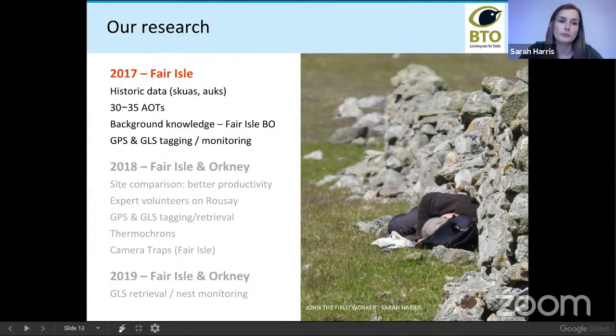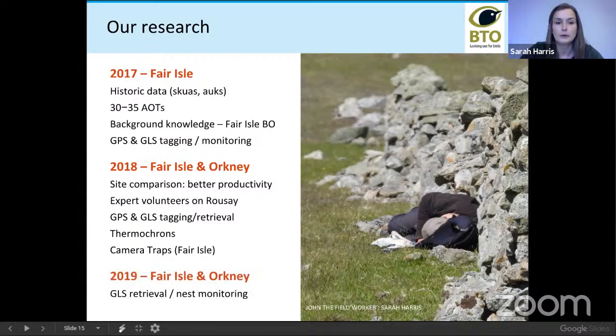We set off with some GPS tags and GLS tags. I'll come back to those for a minute and just carried out monitoring in general. Then in 2018, we expanded our research to Orkney as well. There's an island there, Rousay, and the breeding population out there has a higher productivity, so it's quite nice to be able to compare the two sites. We've got expert volunteers out on Rousay, David and Helen, who have been studying the birds there for years, so know a lot about the birds and the site. Again, we deployed some GPS tags, GLS tags, and retrieved some as well. We used thermochrons and camera traps, so I'll come back to them in a minute. And in 2019, it was basically more of a cleanup operation, just trying to get as many GLS tags back as we could and carry out the nest recording.